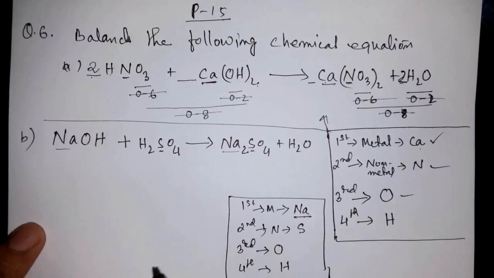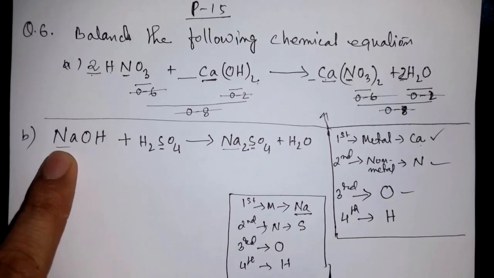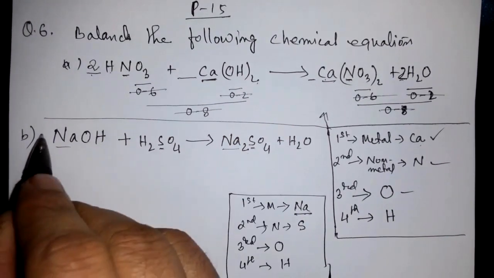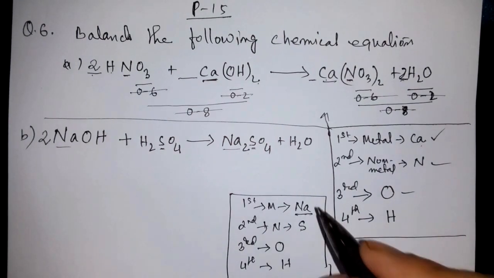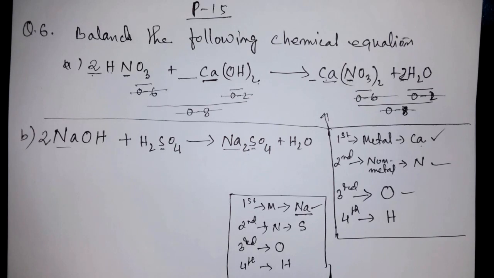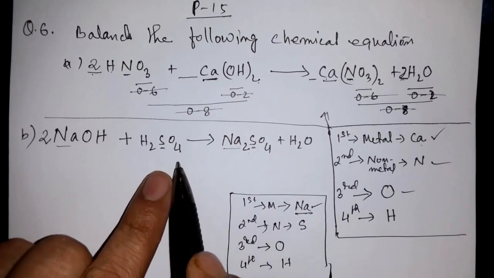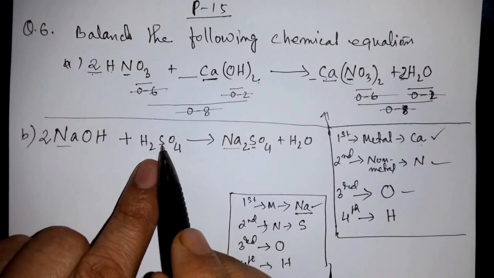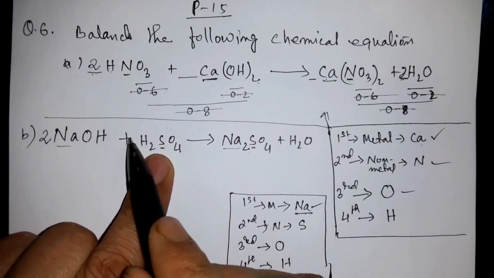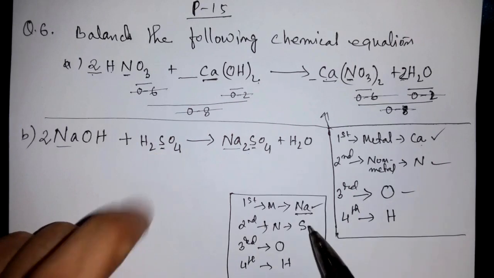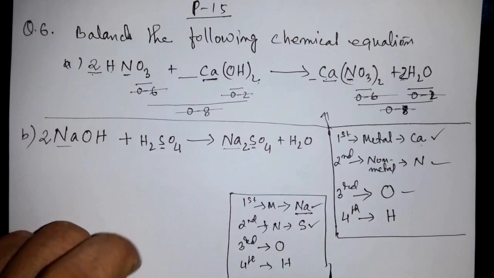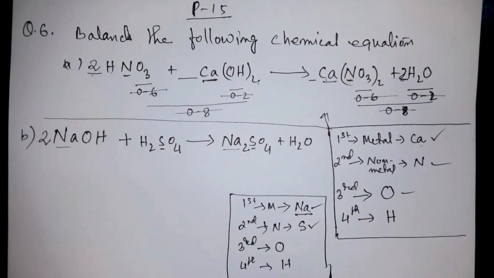Okay, first sodium. Here sodium is 1, here sodium is 2. So if you write 2, then both sodium will be 2, 2. Fine, sodium is done. Now sulfur. This sulfur is 1 because there is no number here, no number means 1. And this sulfur is also 1. So sulfur is naturally balanced. If it is disturbed, we have to check again.